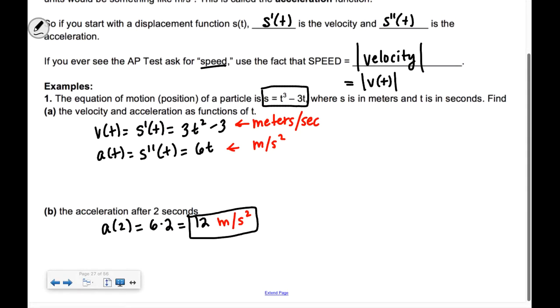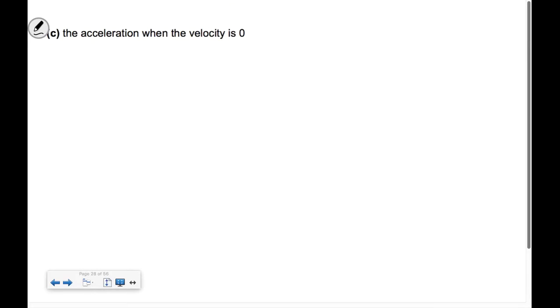As Mr. Crowley says, units are the key to life, right? Doesn't he always say that? No. All right, maybe not.